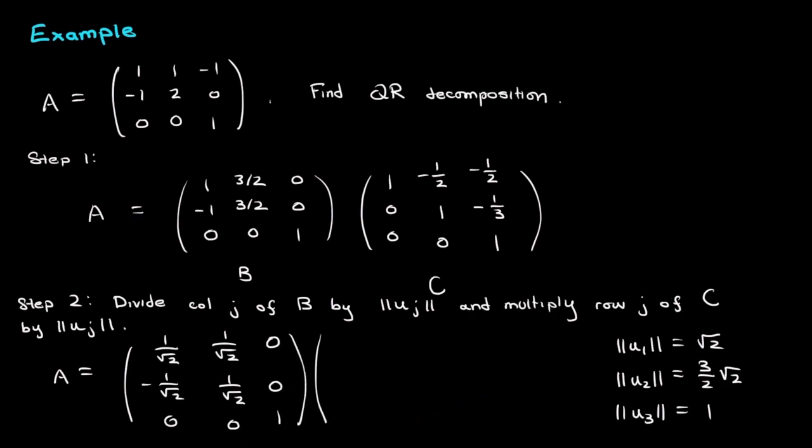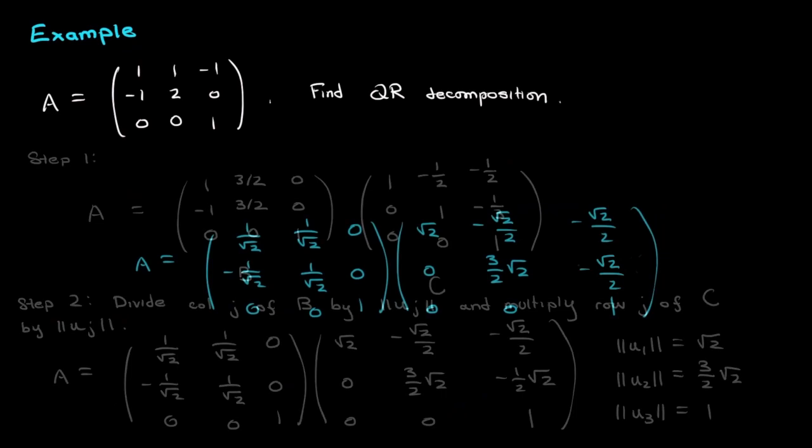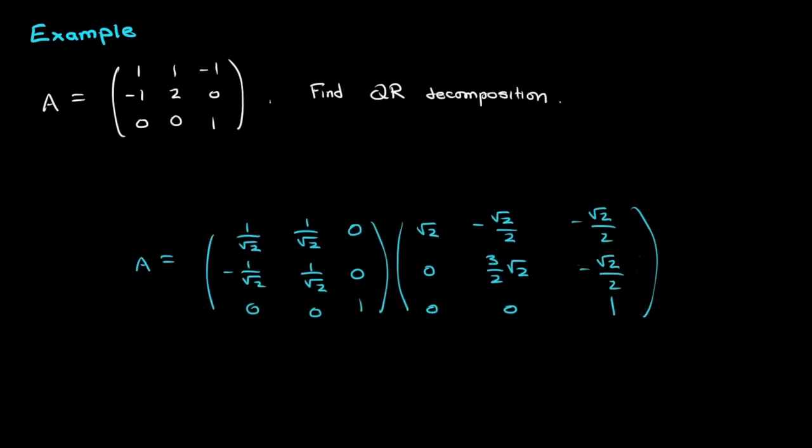Explicitly, the jth column of the matrix B should be divided by the magnitude of Uj, and the jth row of the matrix C should be multiplied by the magnitude of Uj. This process then yields a valid QR decomposition for the matrix A.